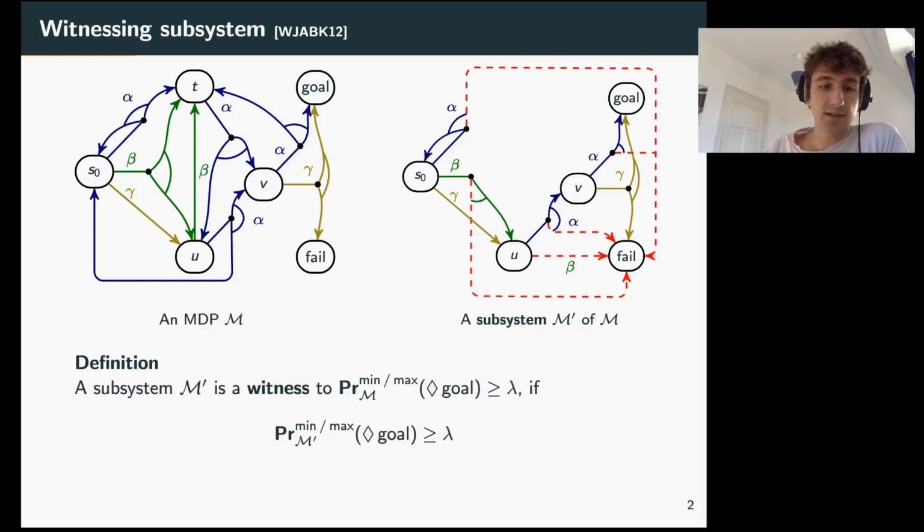And we say that a subsystem is a witness for a lower bounded threshold property, either minimal or maximal probability of reaching goal, if the subsystem itself has a higher probability than lambda, either minimal or maximal again, to reach goal. So this is a witness because we know that both minimal and maximal probabilities will be higher in the original system. So such a system actually witnesses that the threshold property is already satisfied in the original system.